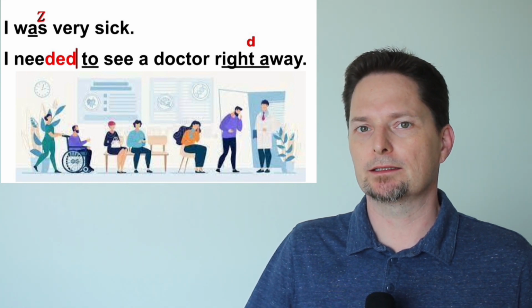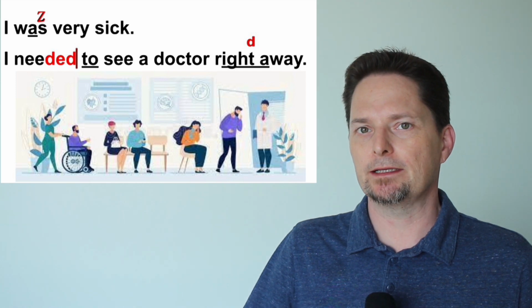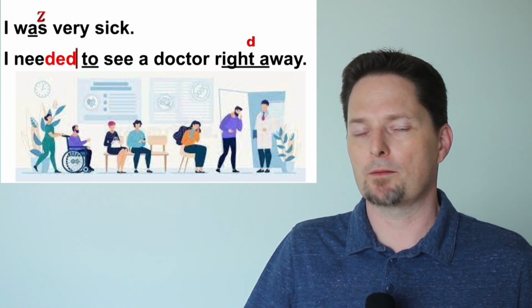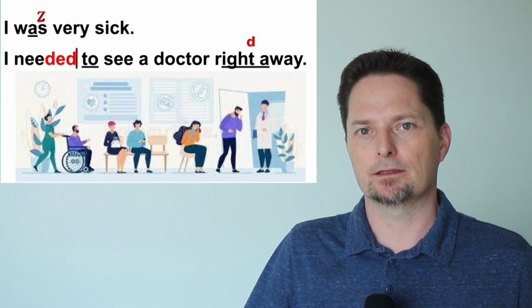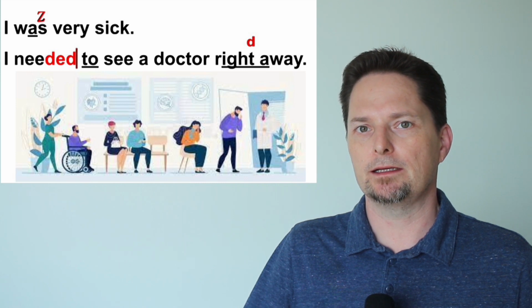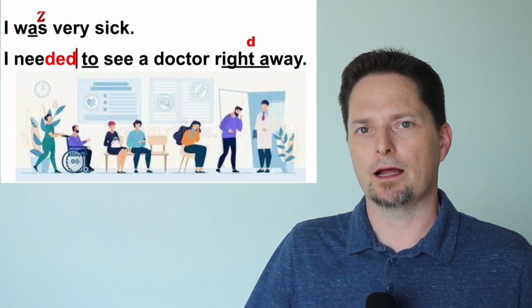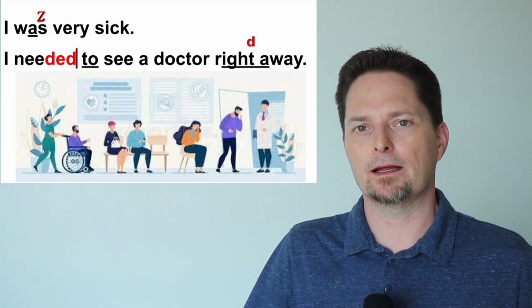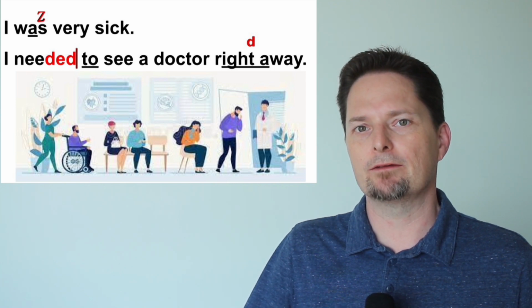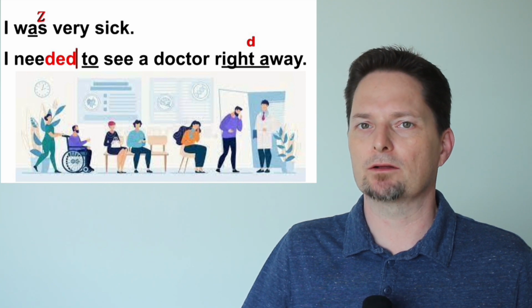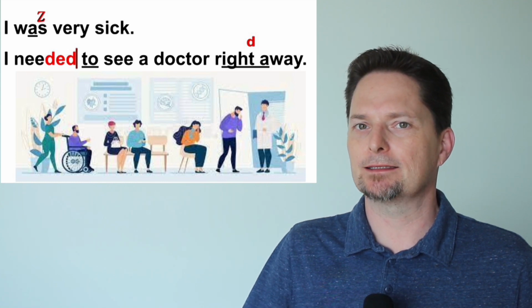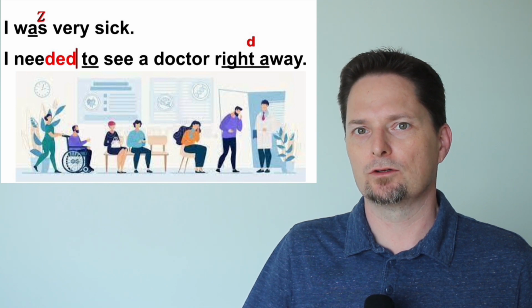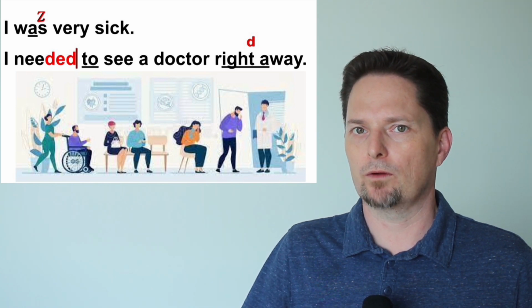Pronunciation changes. Needed to see. Needed is a stop D, linked with the next sound, ta. Remember, not "to," but "ta." Needed to. Needed to see a doctor. See a doctor. See ya. Link the sounds: I needed to see a doctor right away. Right away. We have a T between vowels, so it's a D sound. It's pronounced as a D sound. Ride, rida, right away. It's a fast D. I needed to see a doctor right away. Slower: I needed to see a doctor right away.